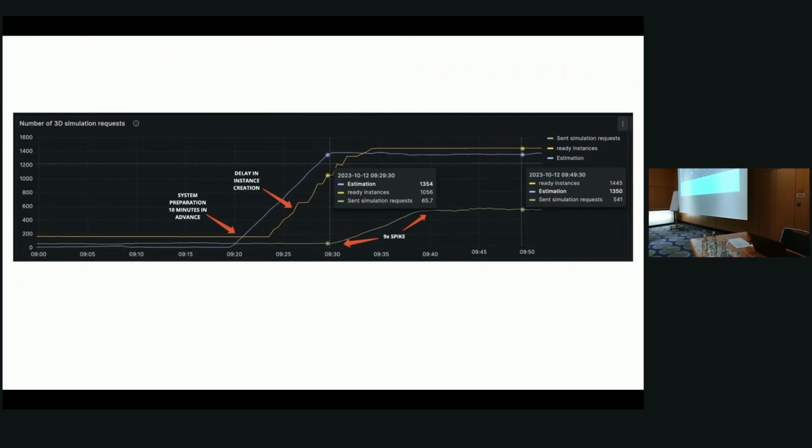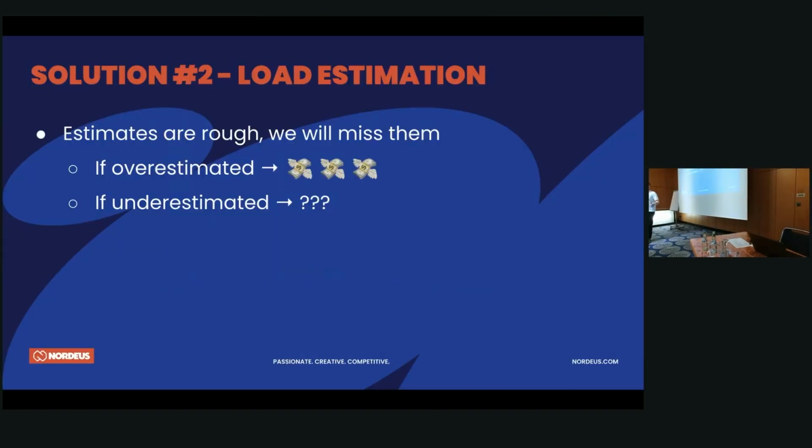What you can notice here is that we estimated a much higher number of requests than actually happened. So we were over provisioned. And since we are estimating things, it was certain that we will miss something, because estimates are just estimates. We will miss them for sure. If overestimated, like this, we are throwing money out of the window. However, what will happen if we underestimate the number of matches?